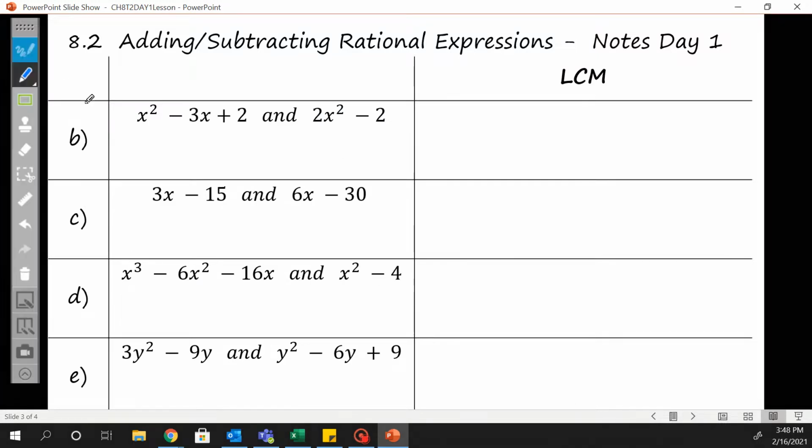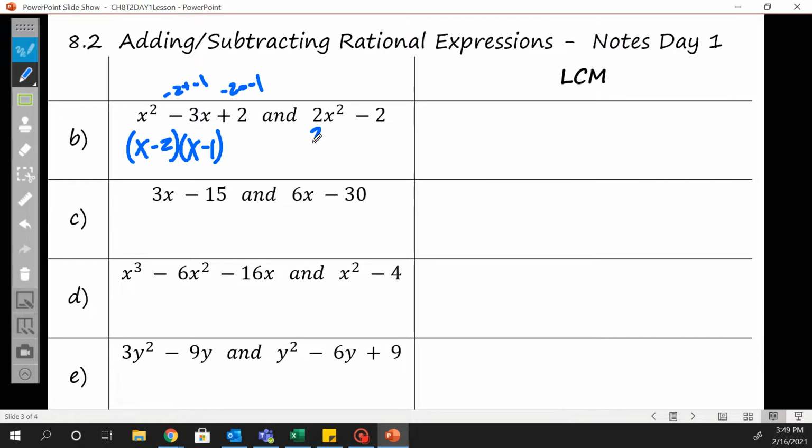Letter B, we have x squared minus 3x plus 2 and 2x squared minus 2. So first we got to factor both of these. So this factors into 3 and negative 1. Nope, sorry, 2 and negative 1. Nope, negative 2 and negative 1. Negative 2 times negative 1 is 2. Negative 2 plus negative 1 is negative 3. So this is x minus 2, x minus 1. So that's the factored form of this.